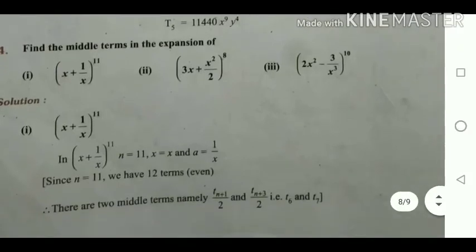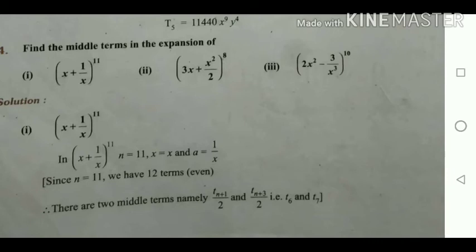The next model is find the middle term in the expansion. Now we are going to find the middle term. So if n equal to 11, we are getting 12 terms because 11 plus 1 is 12. Here we start with x power n, so first we write 11C0, then 11C1 up to 11C11. So if n equal to 11, the number of terms is even, 12 it is.